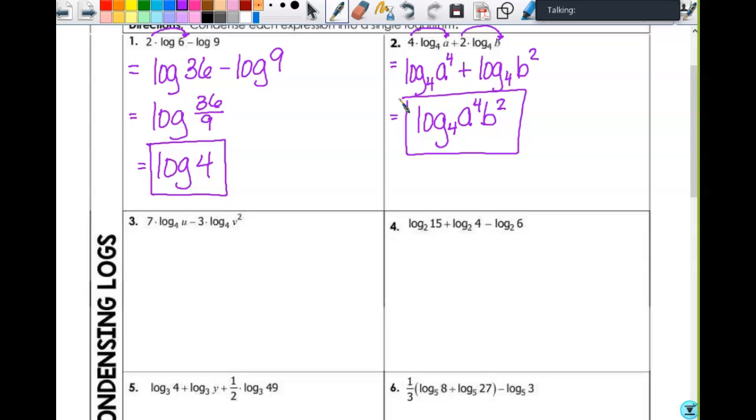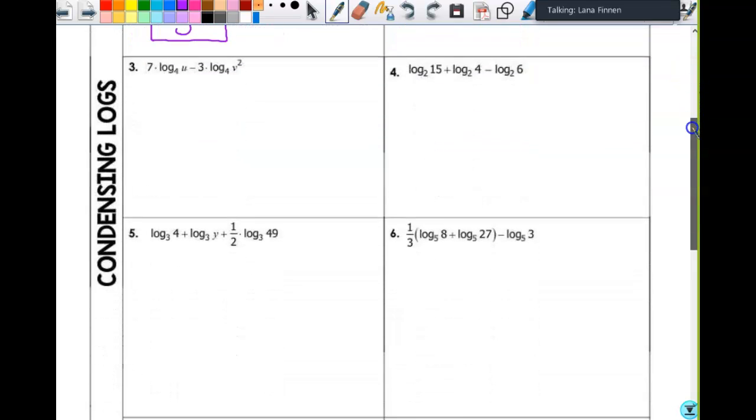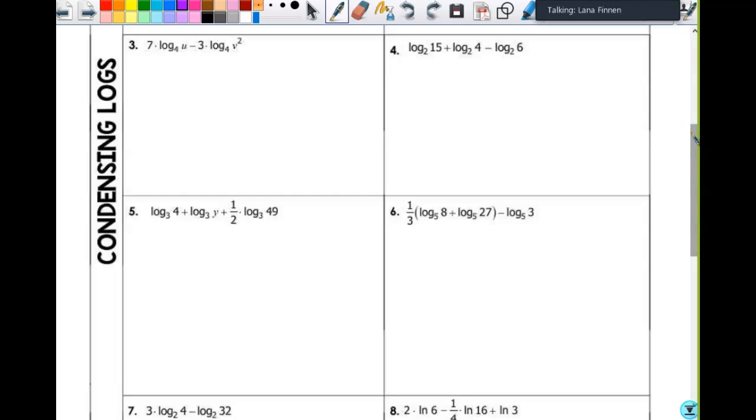Alrighty. Then let's look at number 3. So I've got 2 exponents again. This 7's going to go on the u. This 3 goes over here, but I already have an exponent, so we got to make sure we handle that correctly. So this is going to become log base 4 of u to the 7th minus log base 4. Now I have v squared, and I'm taking that to the 3rd power, so that's a power to a power rule, which means I multiply them, so that will give me v to the 6th.